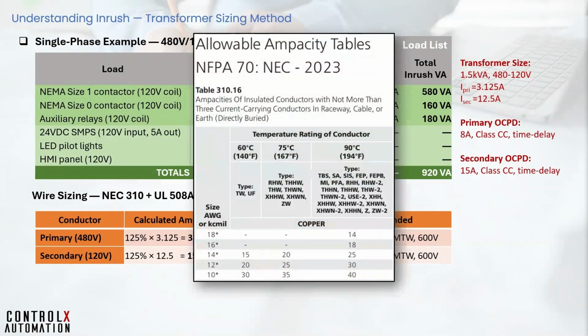The allowable conductor size is taken from NEC table 310.16. I will be using 75-degree conductors, and it looks like 14-gauge wire will be suitable for both primary and secondary circuits.